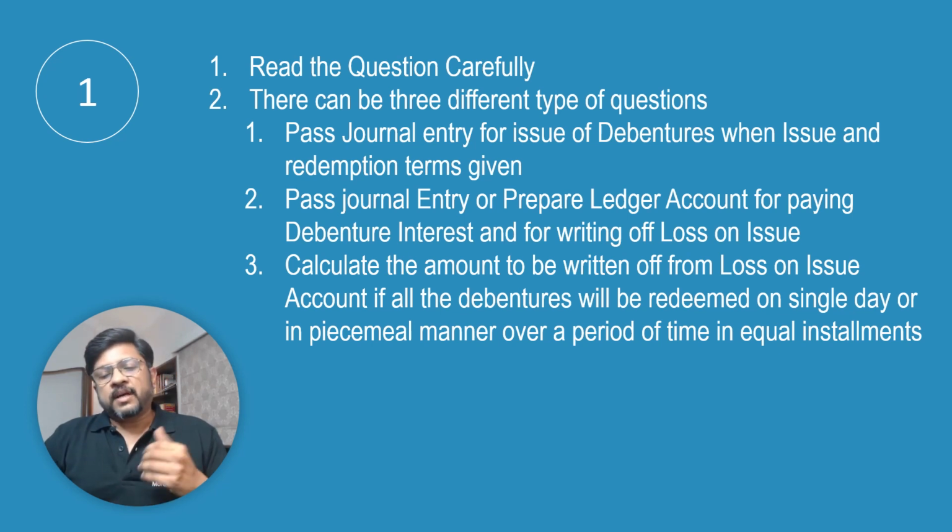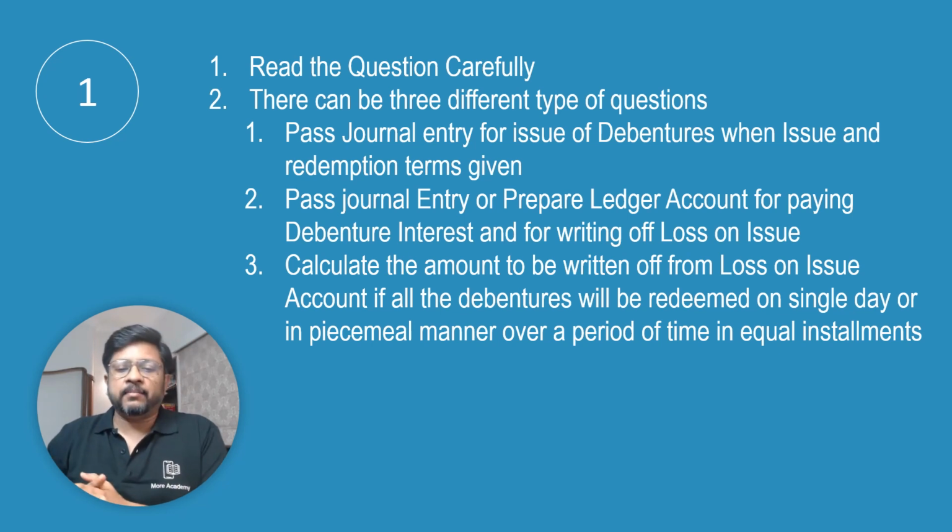Next one, pass the journal entry or maybe prepare the ledger account for paying debenture interest and also for writing off loss on issue. Next, calculate the amount to be written off on loss on issue account if all the debentures are to be redeemed either in lump sum or they may be redeemed over a period of time, maybe in equal installments. So third type of questions do not involve any journal entry or any ledger account, but they are involving only calculations, so they are small questions. But yes, in this topic of issue of debentures, these three different types of questions can come.